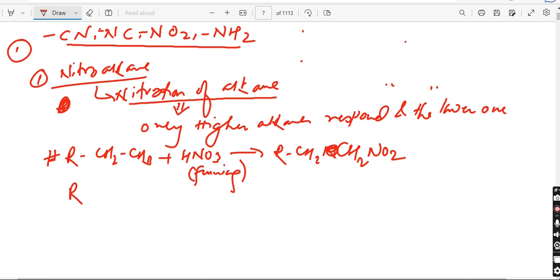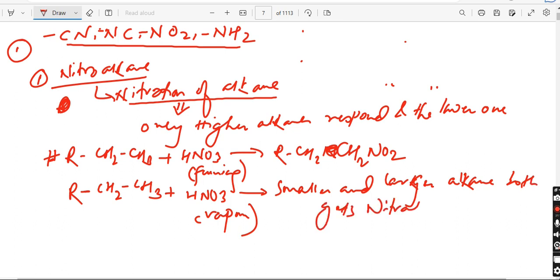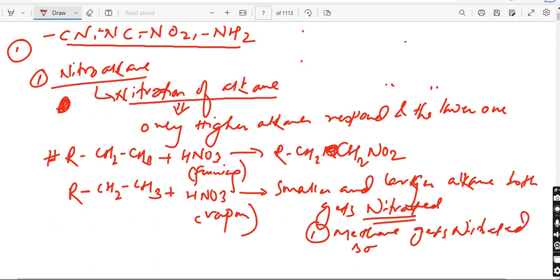But in the vapor phase, if this is reacted with HNO3, in vapor phase, all the alkanes, smaller and larger alkanes, both get nitrated. But you need to understand, methane gets nitrated slowly. Okay, any problem?